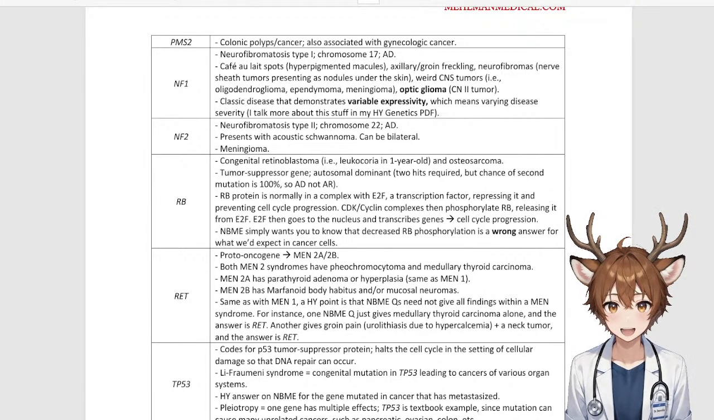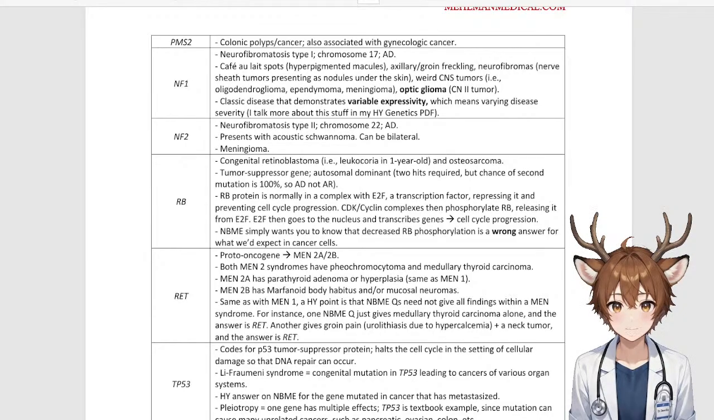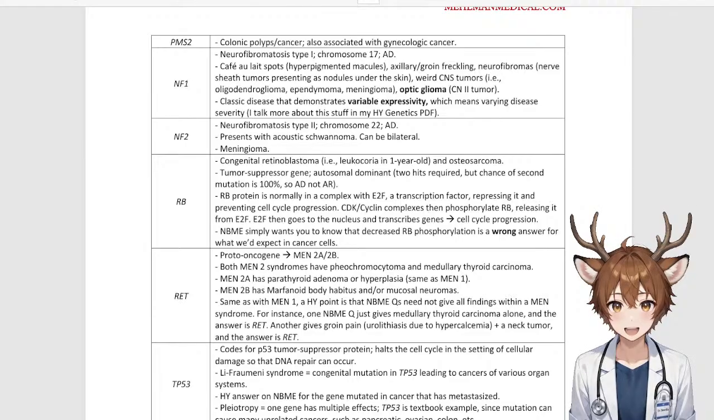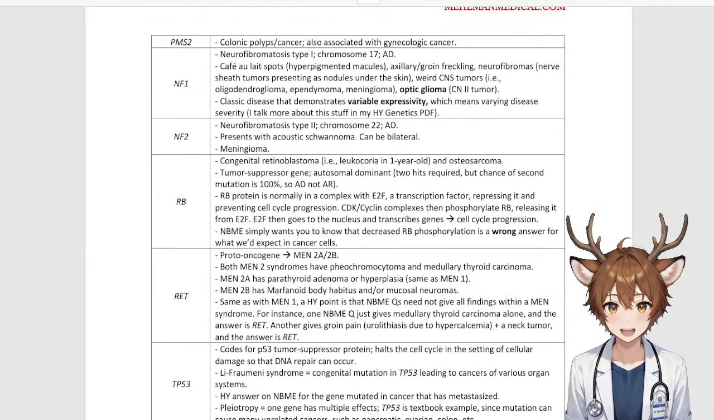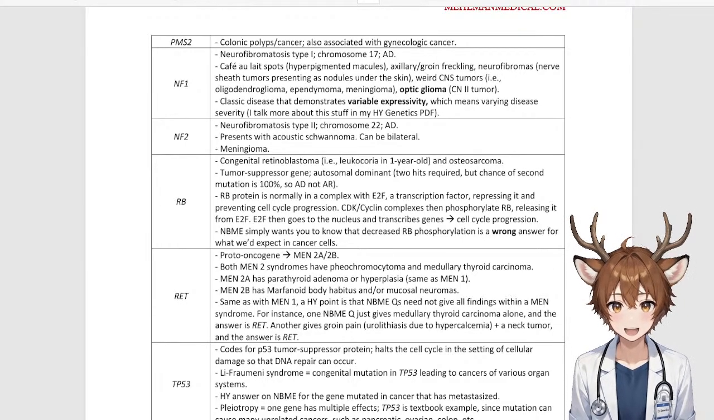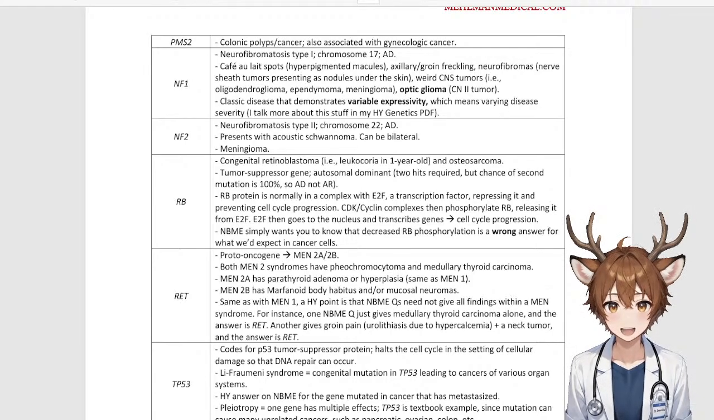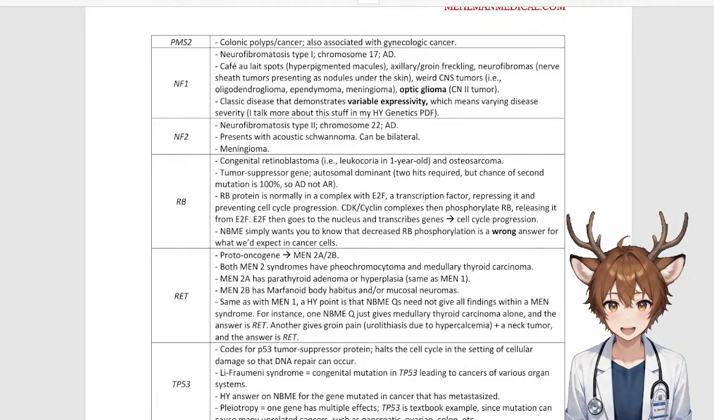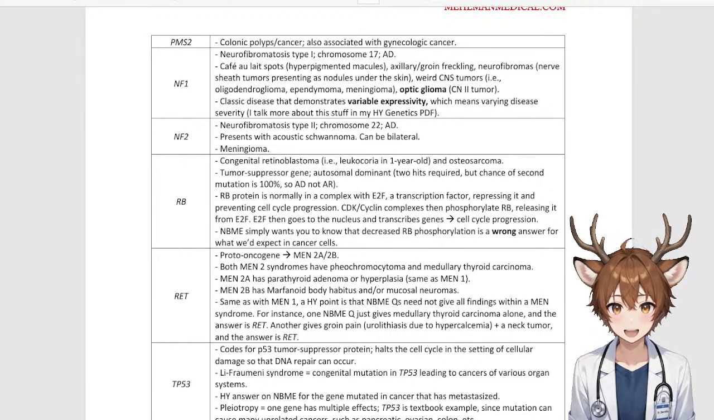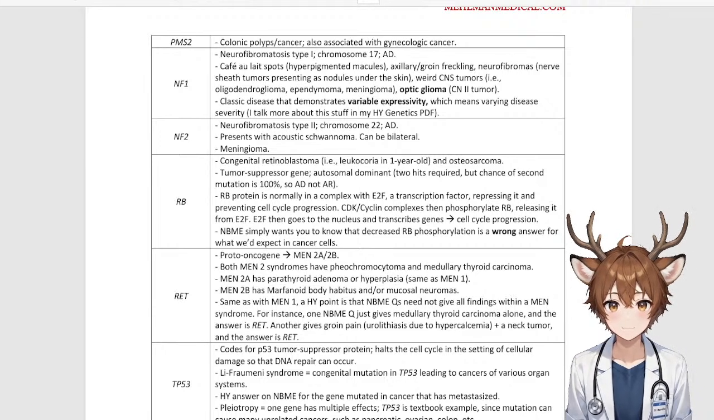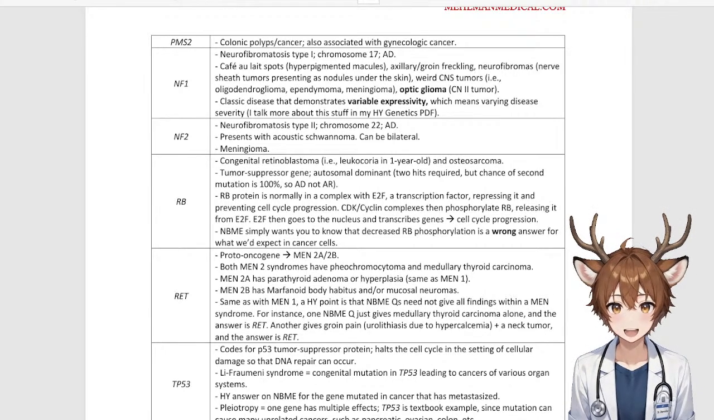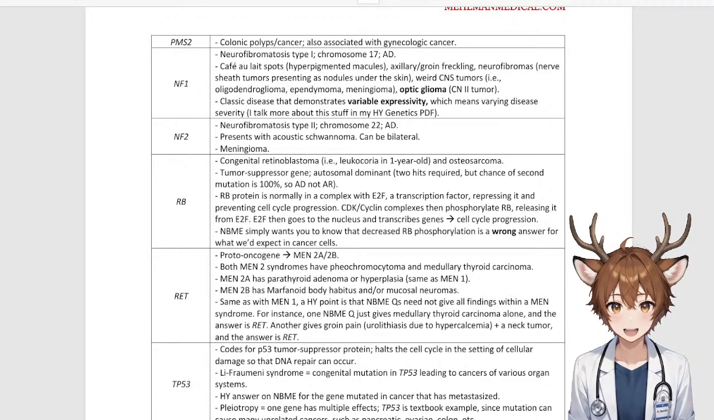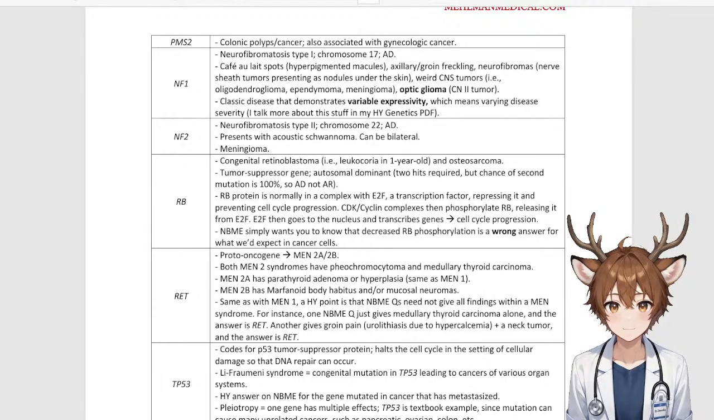RB, congenital retinoblastoma, the name gives it away, retinoblastoma, RB. Congenital retinoblastoma, i.e. leukocoria in the first year of life, and osteosarcoma. Tumor suppressor gene, autosomal dominant, 2 hits required, but the chance of a second mutation is 100%, so it's autosomal dominant, not autosomal recessive. So it takes 2 hits to actually have it. Even though in a very technical way it's autosomal recessive, functionally speaking it is autosomal dominant because the likelihood of you getting the second mutation is very, very high.